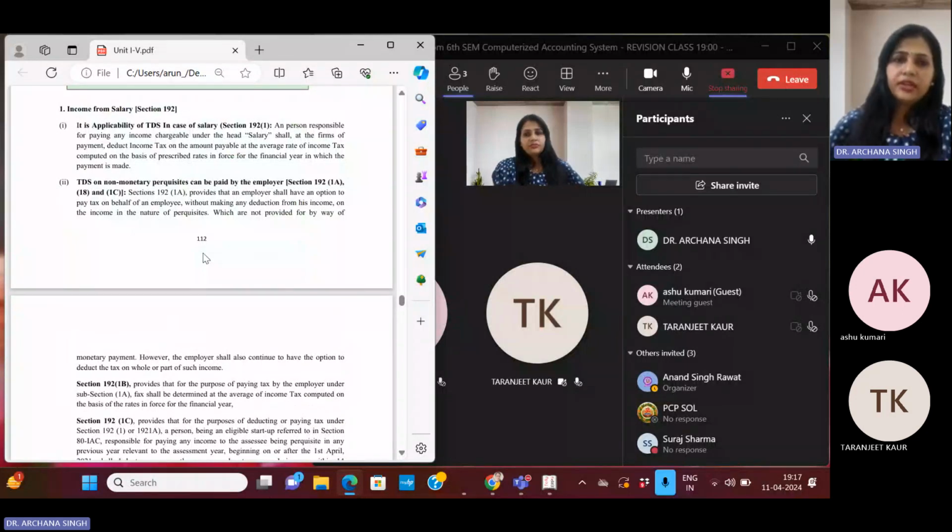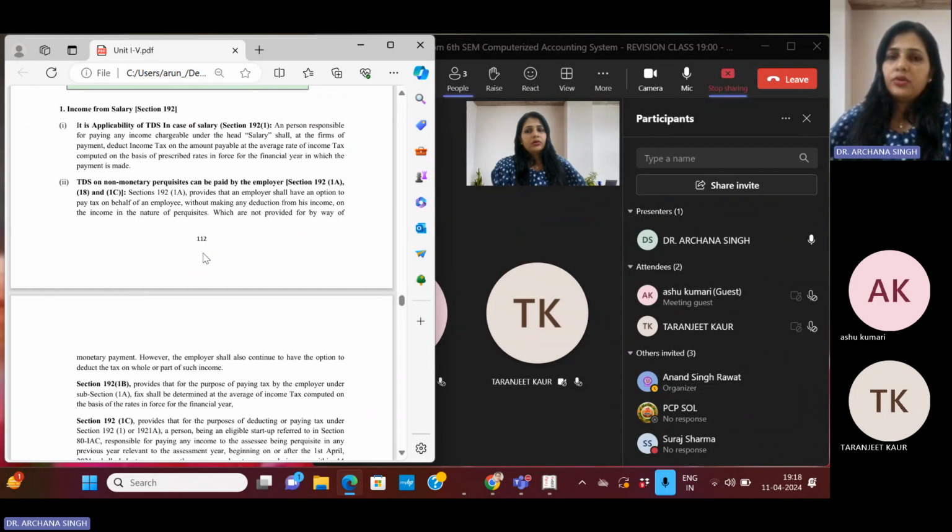If I say according to section 192, any person responsible for paying the income chargeable under the head salary shall at the time of payment deduct income tax on the amount payable at the average rate of income tax calculated on slab rates or prescribed rates in that financial year in which payment is made. Okay, so in that case, the TDS are applicable under the salary head.